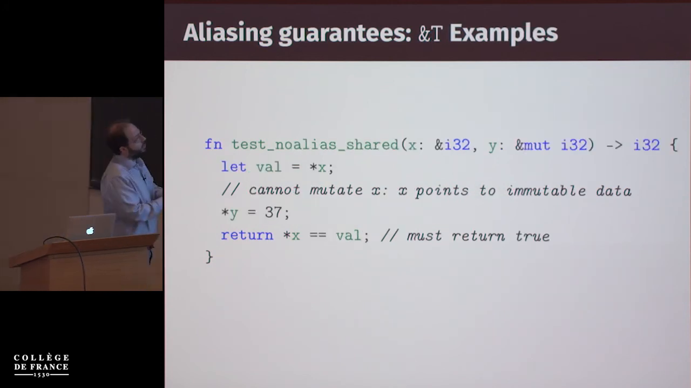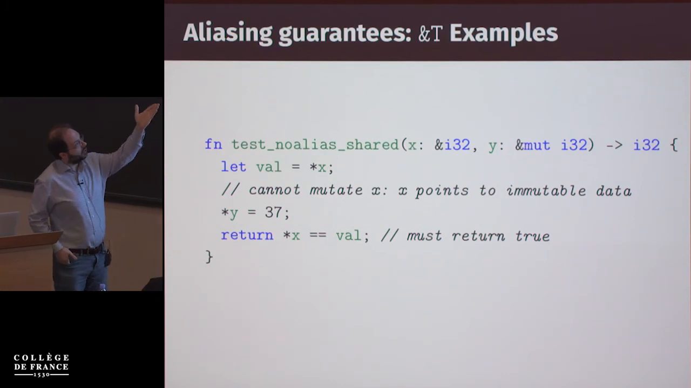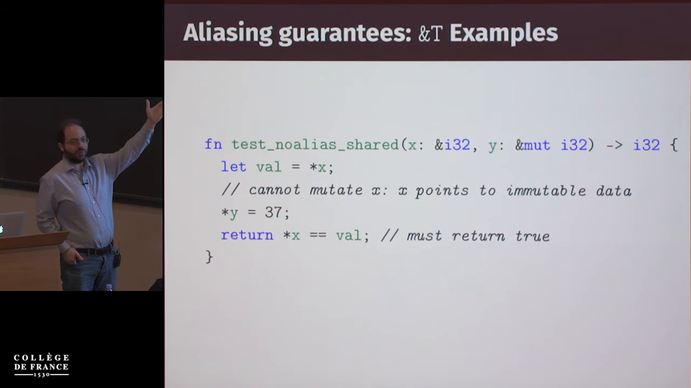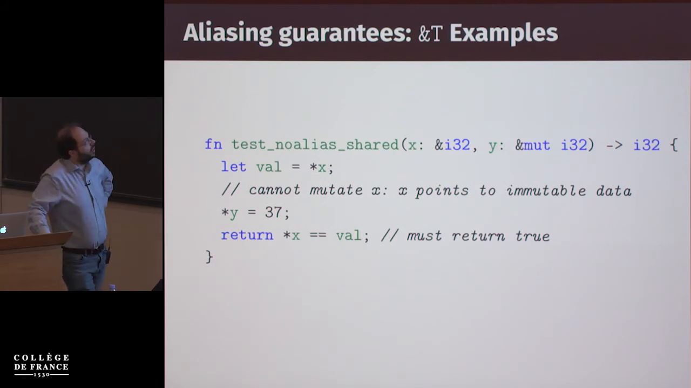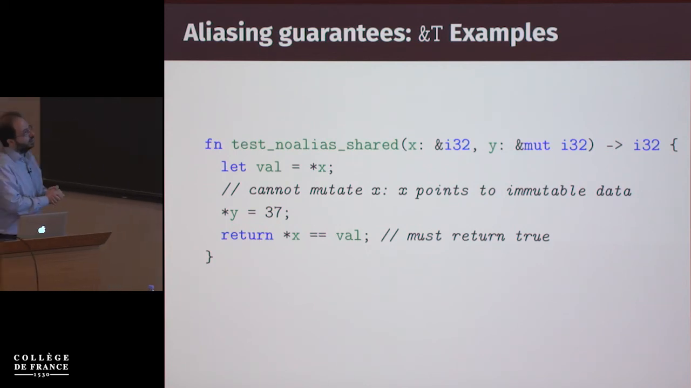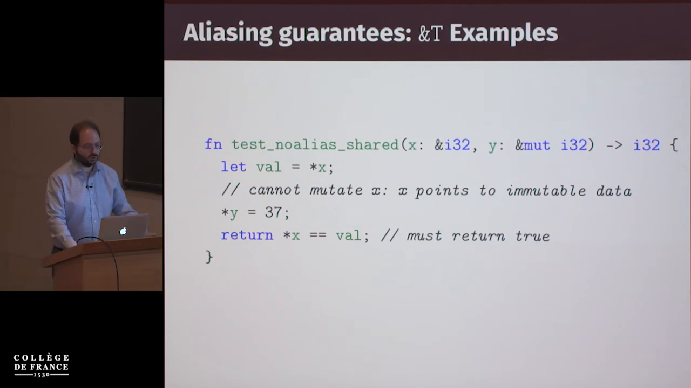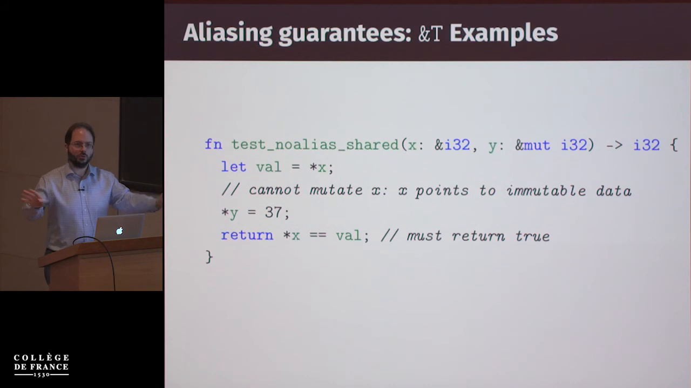So here's another example with shared references. You have a function that takes a shared reference x and a mutable reference y. We read the value of x and put it in the variable val. Then we write to y. And then we want to read x again. And we expect that x should have the same value it had before. Again, this must return true because x was a shared reference. It was read only. We know that there are no other parts of the program that should be writing to it.